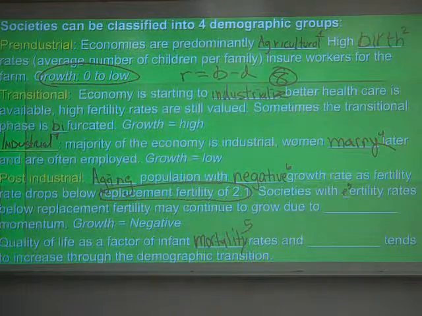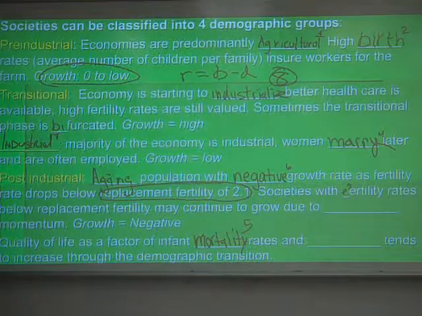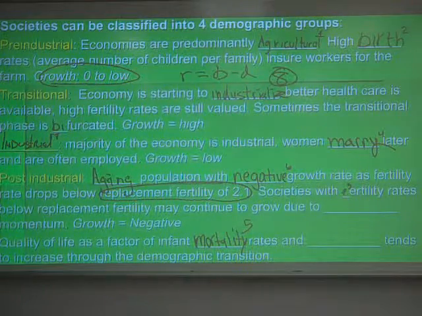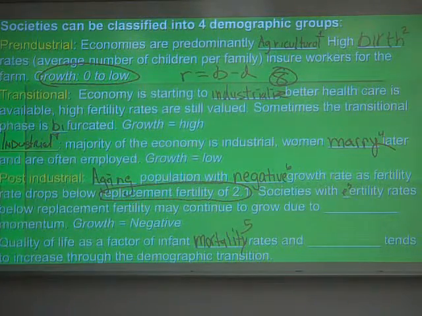So that is technically the ideal replacement fertility. When you have 2 children, you're replacing yourself. As far as population numbers go, you're replacing the 2 parents that have them. That's why I said with 2 parents, it helps make sure that this is just 2 parents having children.